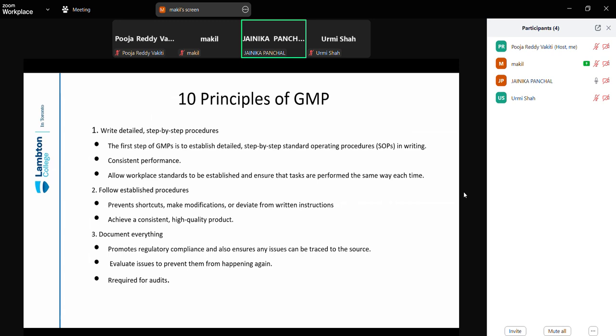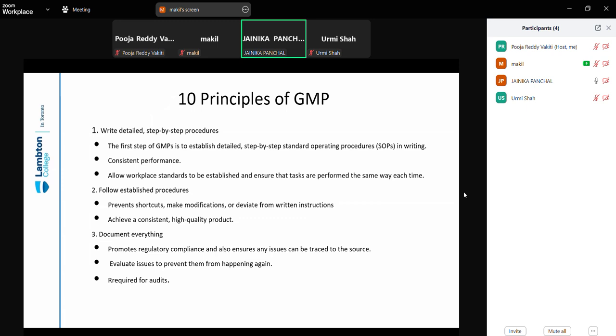So moving forward to the second one, follow established procedures. This prevents employees from taking shortcuts or making modifications that could compromise product quality. By strictly adhering to procedures, we ensure high quality output. Third one, document everything. Proper documentation is essential for regulatory compliance and for tracking issues. It can help in tracing problems and implementing corrective actions. Plus, documentation is also required for audits to verify compliance.